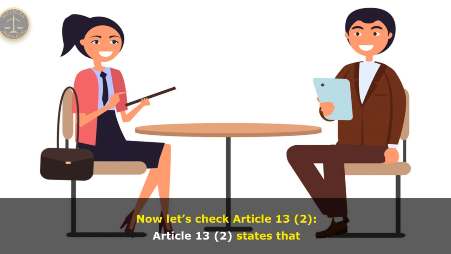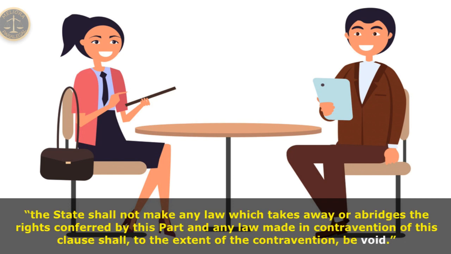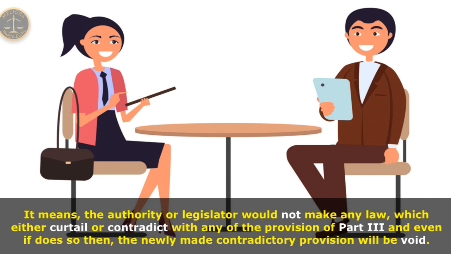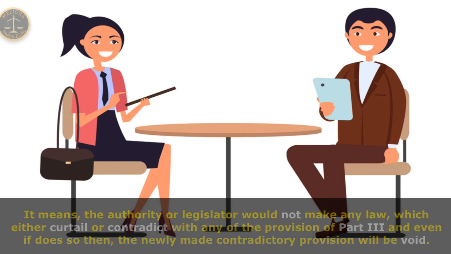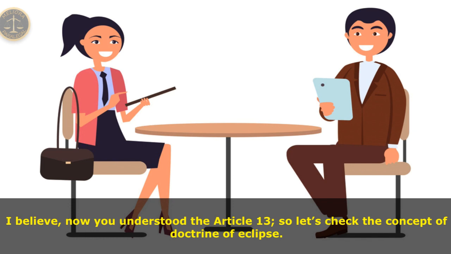Now let's check Article 13(2). Article 13(2) states that the state shall not make any law which takes away or abridges the rights conferred by this part, and any law made in contravention of this clause shall, to the extent of the contravention, be void. It means the authority or legislator would not make any law which either curtails or contradicts any of the provisions of Part 3, and even if it does so, then the newly made contradictory provision will be void. I believe you now understand Article 13, so let's check the concept of Doctrine of Eclipse.